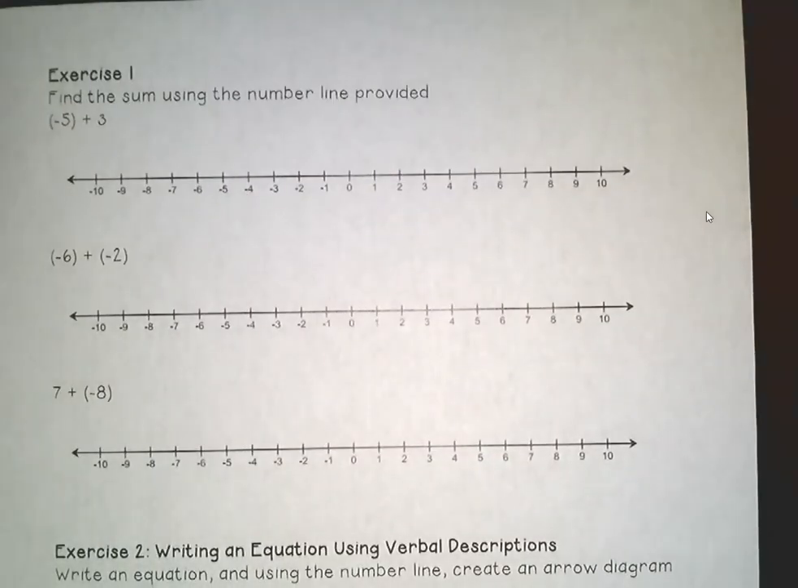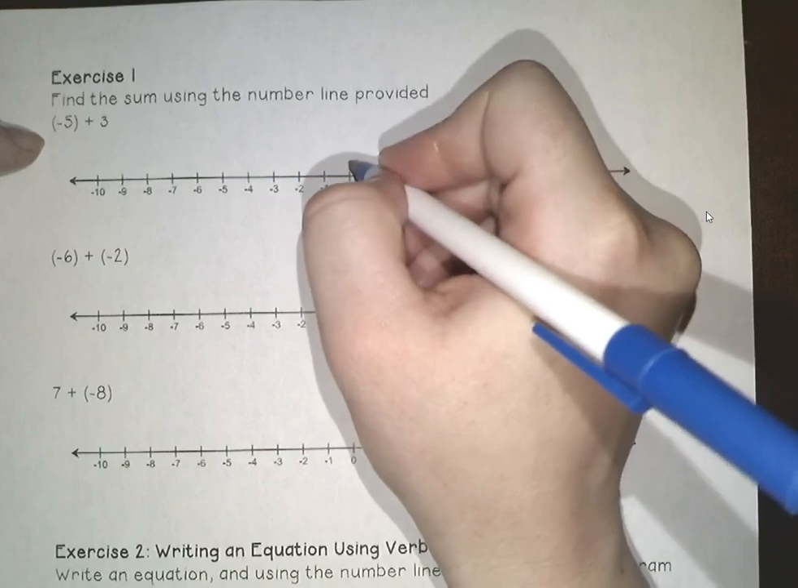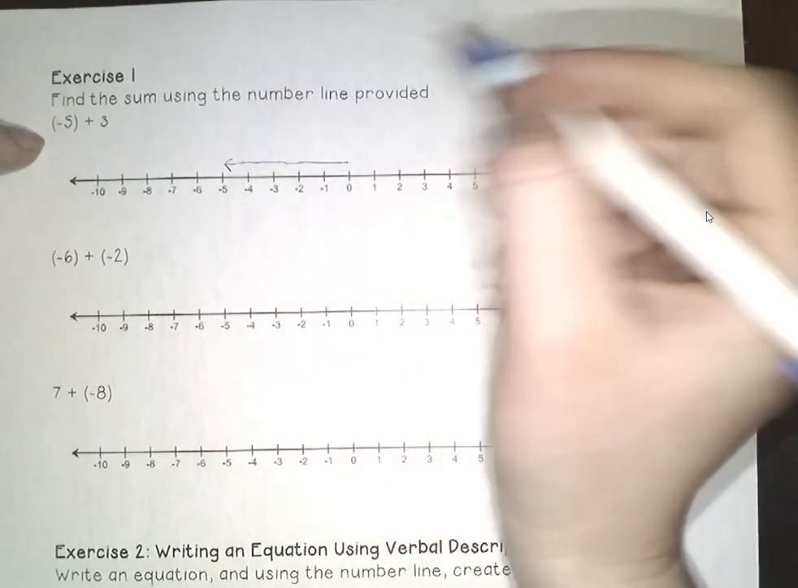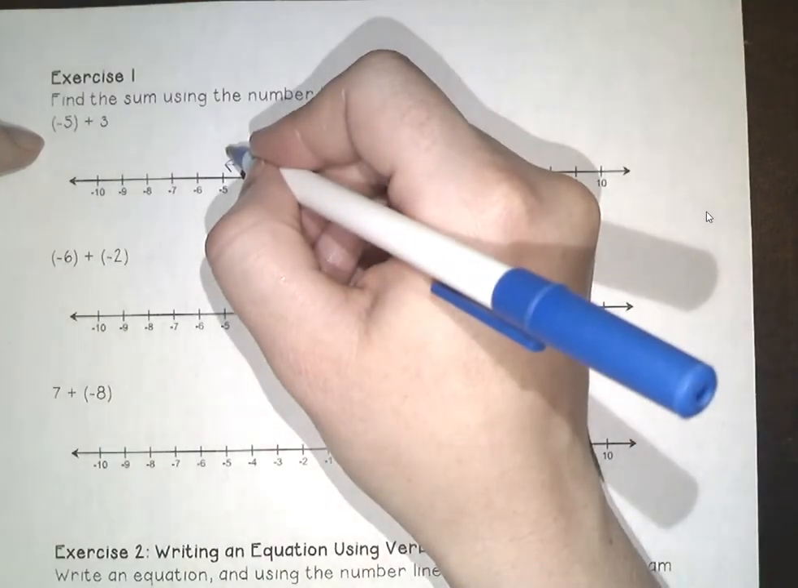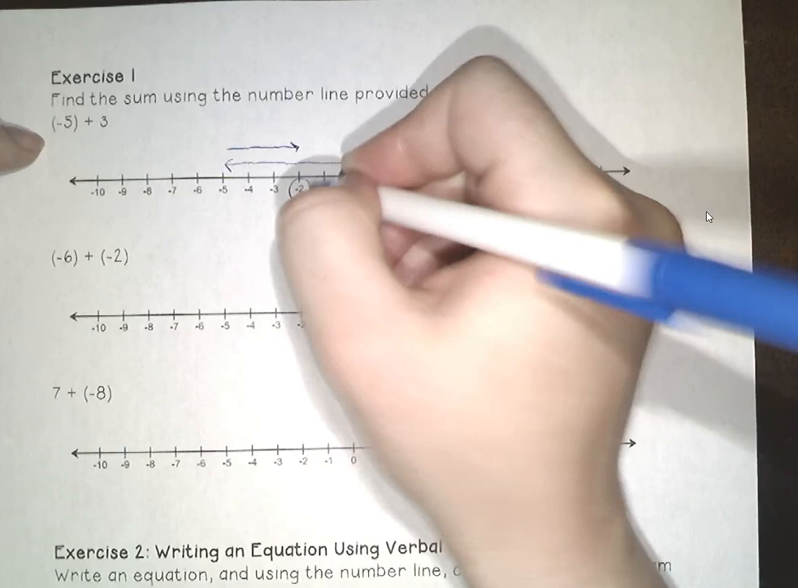All right. Find the sum using the number line provided. So this is something that you already know. We start at negative 5 plus 3. We start at 0. We go to negative 5. And since I'm adding 3, I will have to go now to the right 3 units. My answer is going to be negative 2.